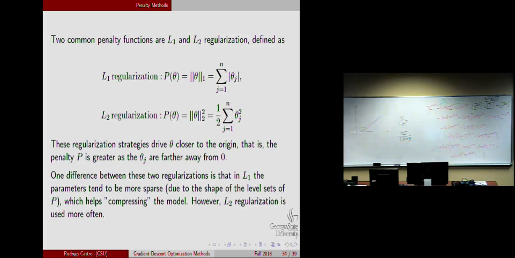Yes? Are we normalizing the squares with one half in front of this? Oh, good. They didn't ask me that before. It's because you don't need it. It's just that when you take the derivative, because you're probably going to do the gradient, that two will cancel with this. But it should work even without the one half.